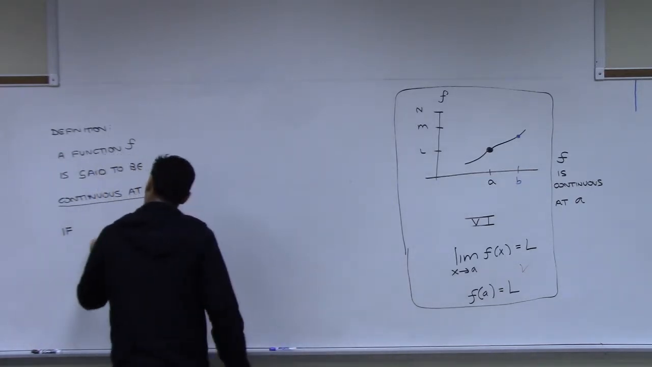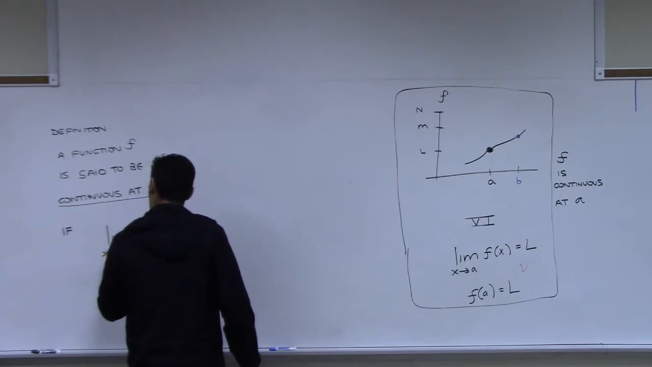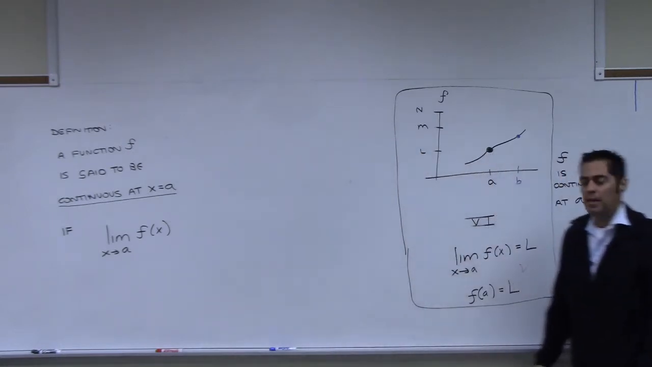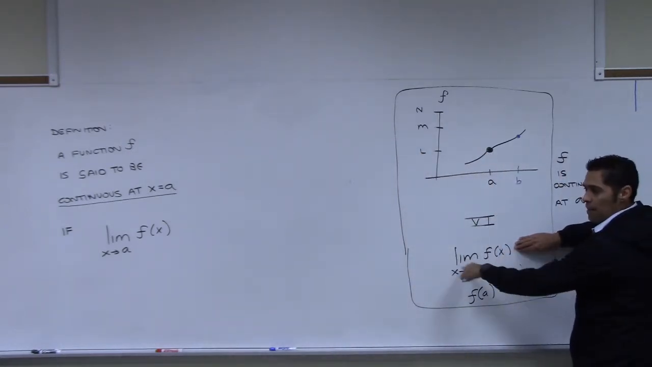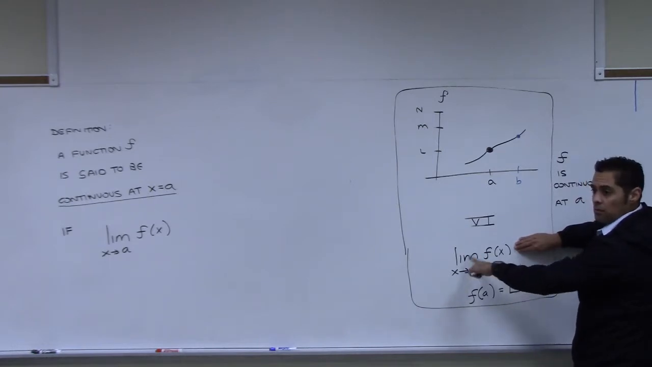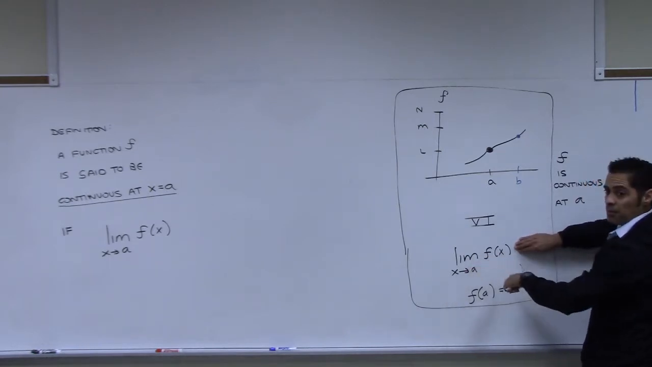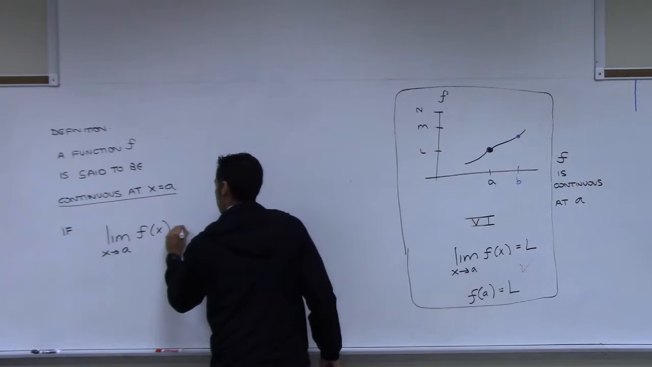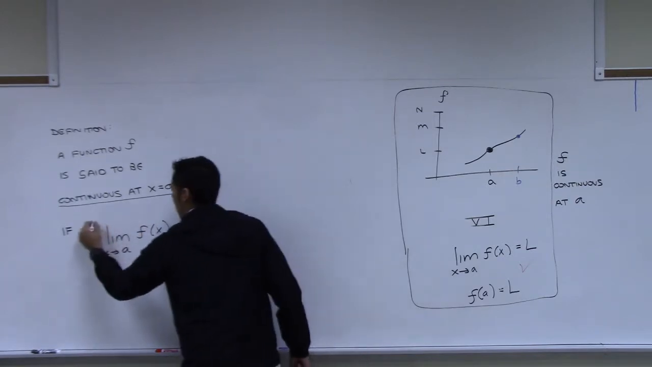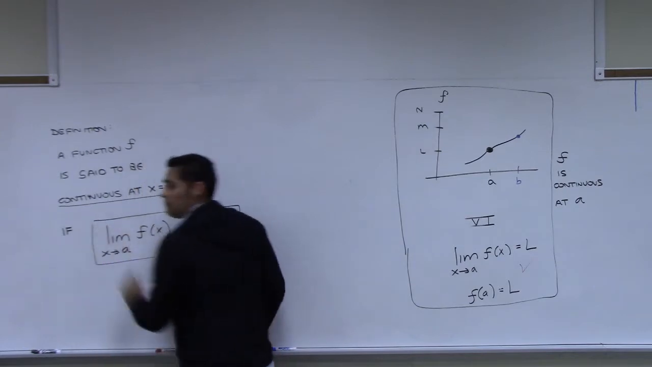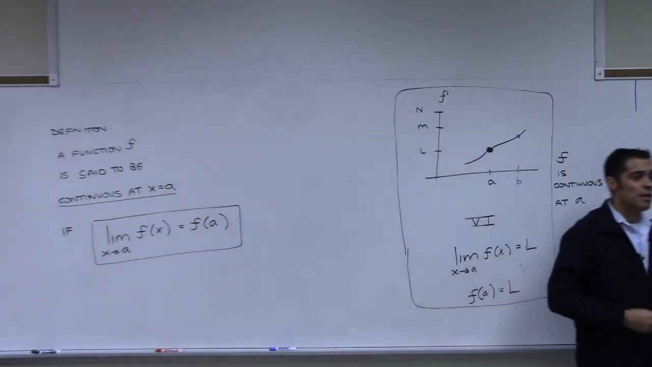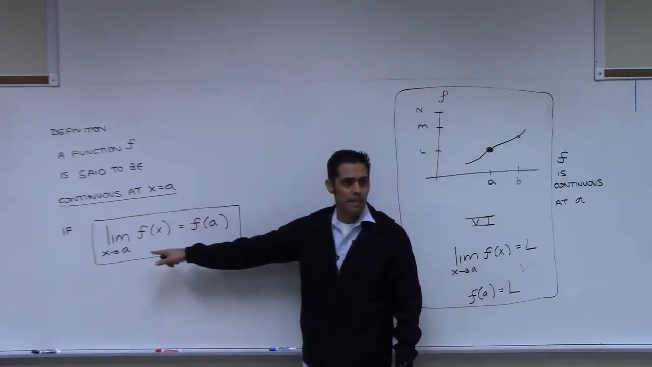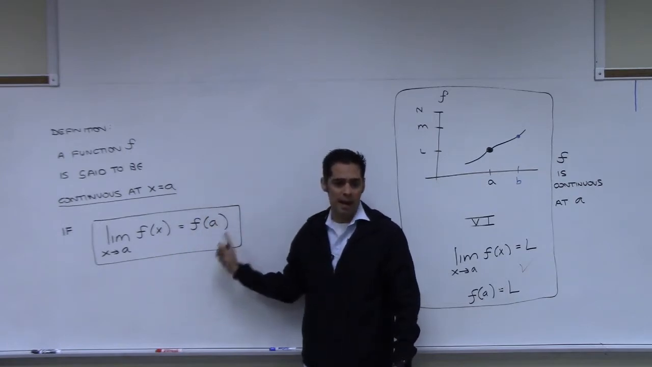If the limit as x approaches a of the function, this limit right here, has to be equal to what? What does this limit have to be equal to? The actual function's value at a. So this says f of a, and that is it. That's what you need. So if somebody asks you to show that a function is continuous at a, this is what you have to show is true: that the limit exists and that it's equal to the function's value at the point.